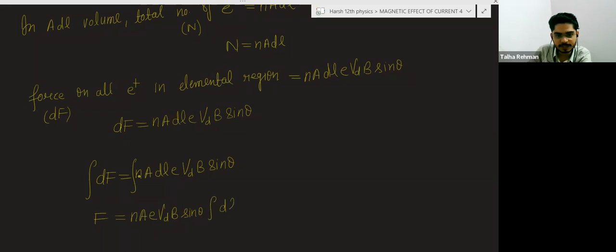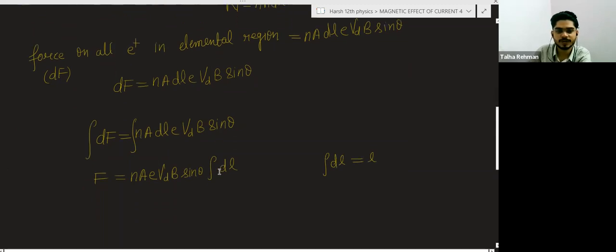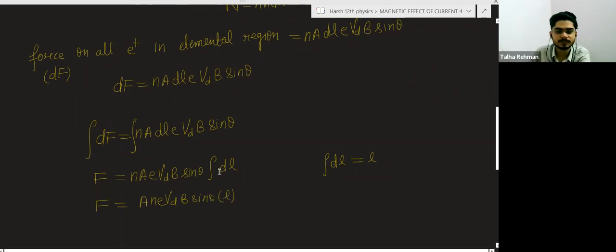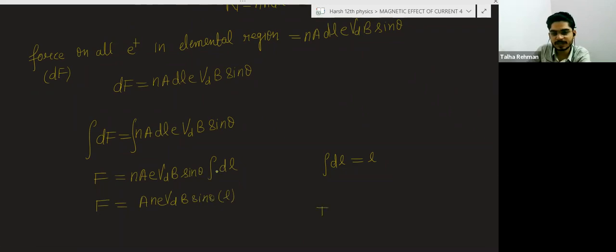And this is the integration of dl, and the integration of dl represents the length of the wire. So here you will have this form. This force is equal to A n e v_d into B sin theta into L. We know that the relation between the current and the drift velocity is I equal to A n e v_d. So instead of A n e v_d, you can put the value of the current flowing in the wire, and you will have B I L into sin theta.